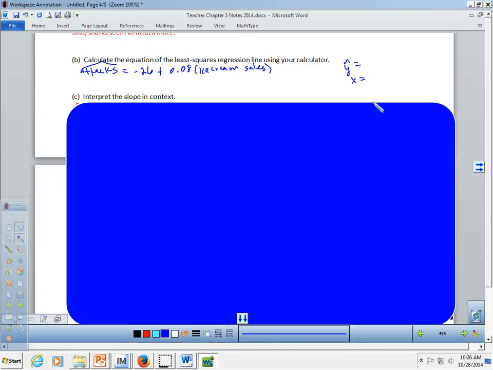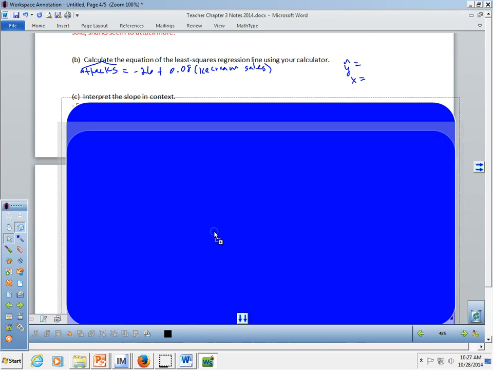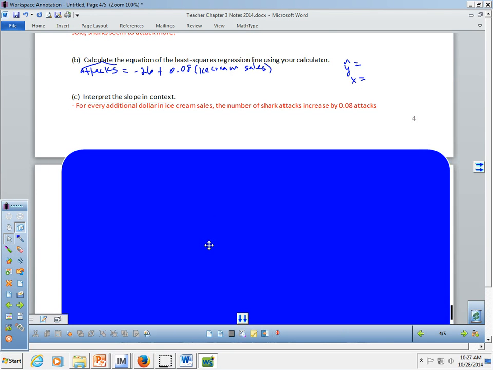So part C, interpret the slope in context. Again, if you want to give that a shot, I'll show you what I put down in just a second. Go ahead and stop the video, write out your interpretation, and then you can check yours with mine. Okay, what'd you come up with? We want to interpret the slope in context, and here's what I said. For every additional dollar in ice cream sales, the number of shark attacks increased by 0.08 attacks.